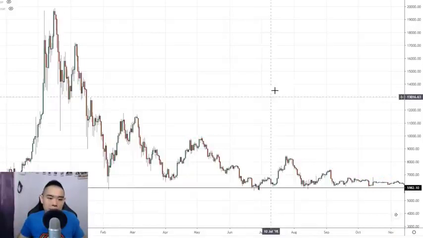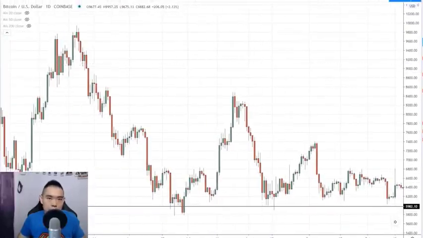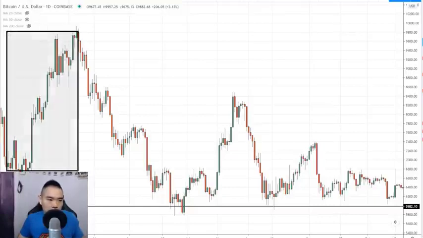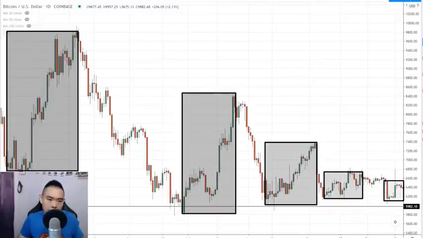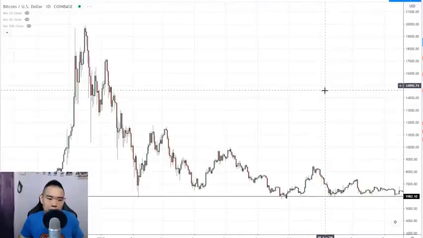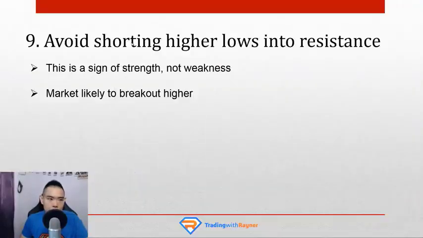If you look at just the basic price action, if you look at the range of the candles, first time, support. Oh, no, this is not the first time, but previously a very strong rebound. Then this is another rebound. Then you got weaker, and then you get even weaker right now. This tells you that the buying pressure is being contained by the sellers. This is a sign of weakness, and this market is likely to break down lower. So avoid shorting higher lows into resistance, and likewise avoid buying when you see lower highs into support.